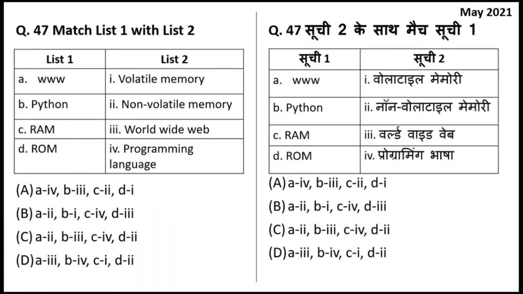Again, a match the following question. WWW stands for World Wide Web. Python is a kind of programming language. RAM stands for random access memory, and it is a volatile memory, while ROM is a non-volatile memory. So the answer should be 3412. D should be the right answer. Okay.